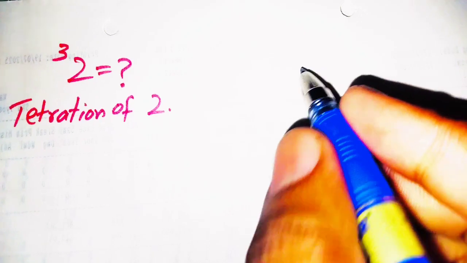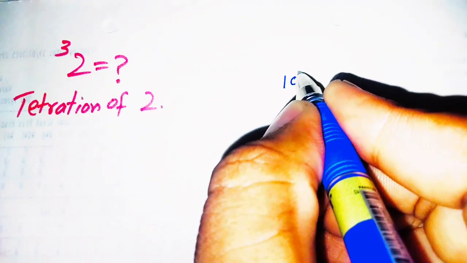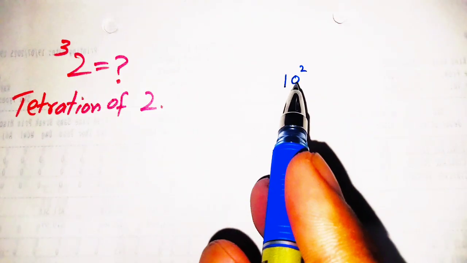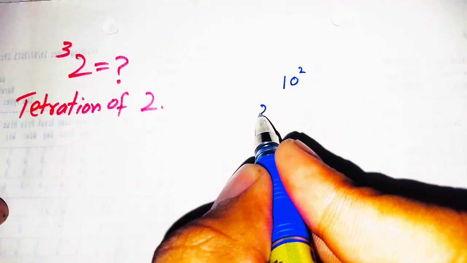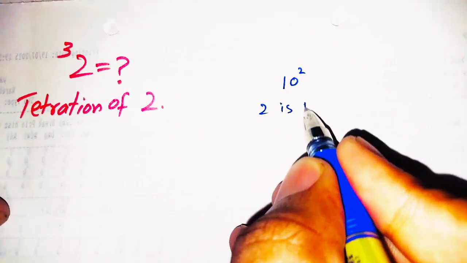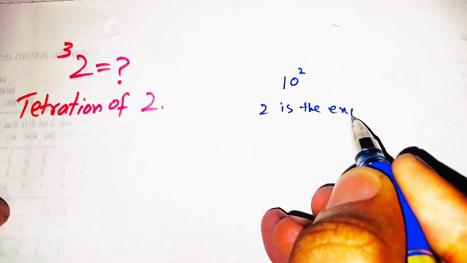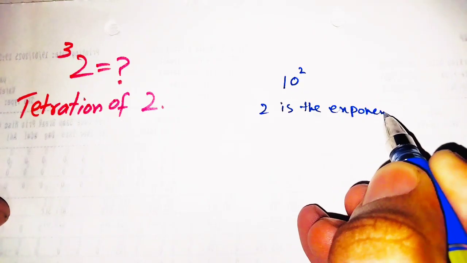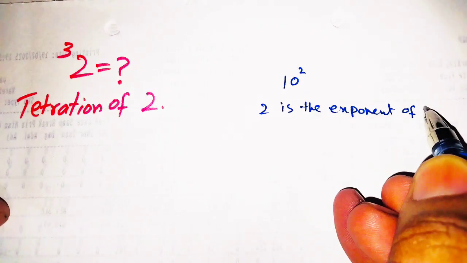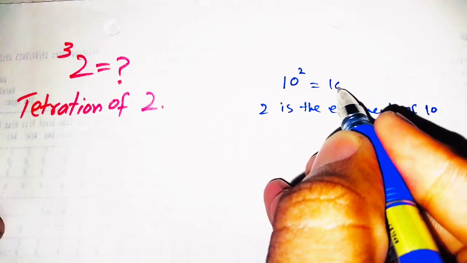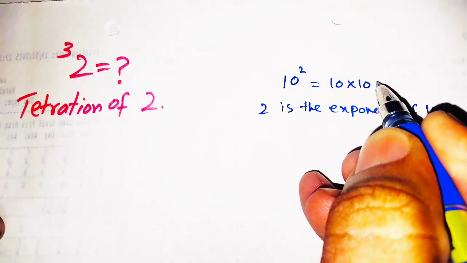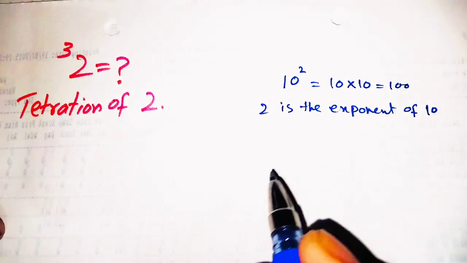If we write 10 raised to power 2, this is the exponent of 10. Here, 2 is the exponent of 10, and we can write it as 10 times 10, which is equal to 100.